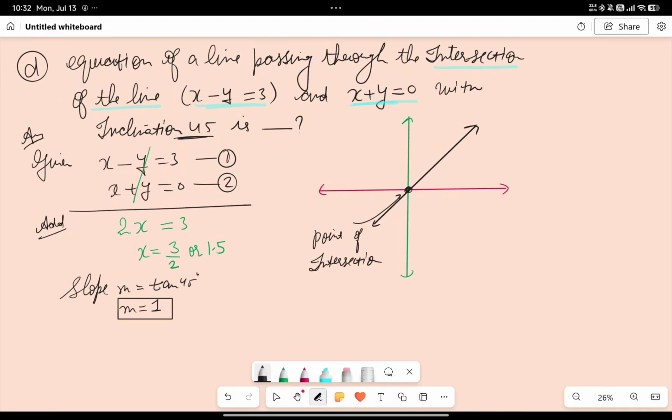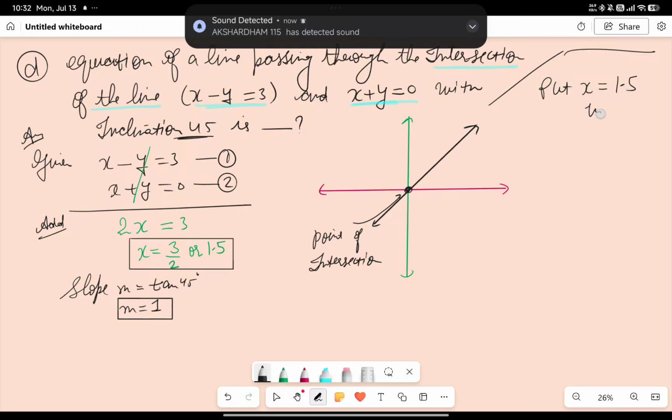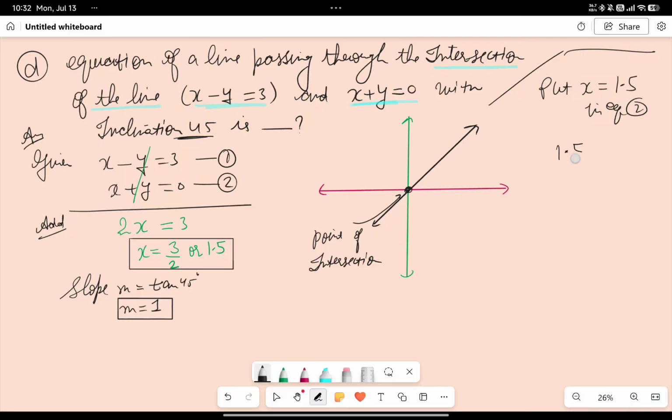One more thing. When you have found the value of x, immediately find the value of y. I'm doing it here on the right hand side. I can put x is equal to 1.5 in equation number 2. So 1.5 plus y equal to 0, so y is equal to minus 1.5. So I've got the value of x and y. This is x, this is y, and this is m.